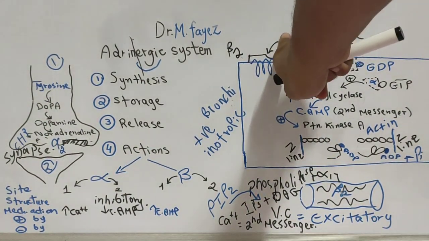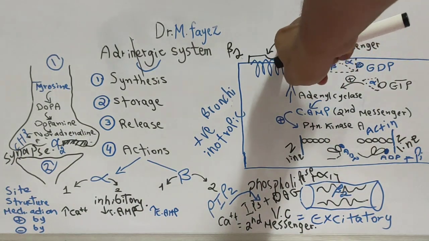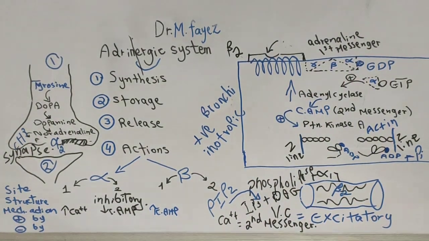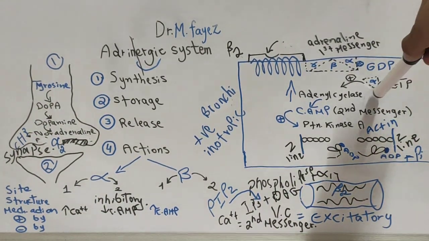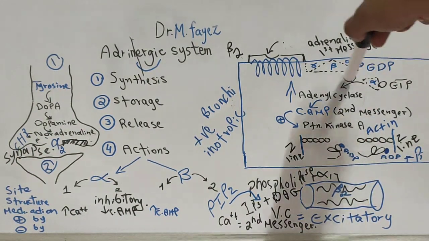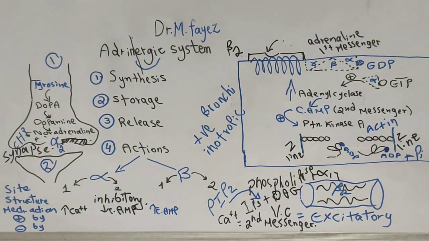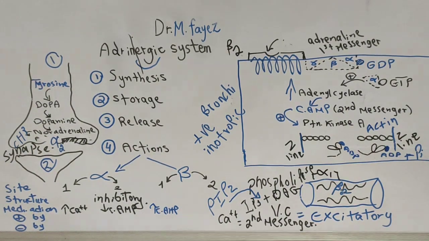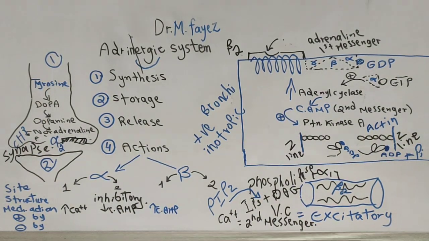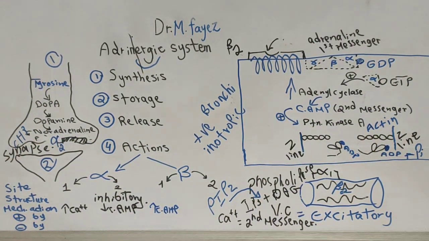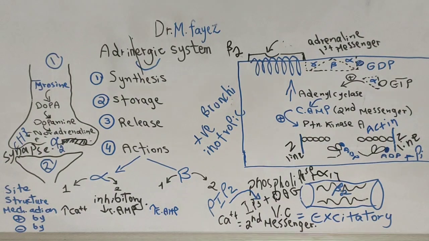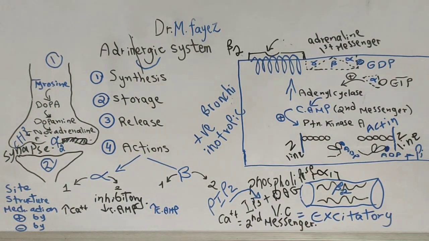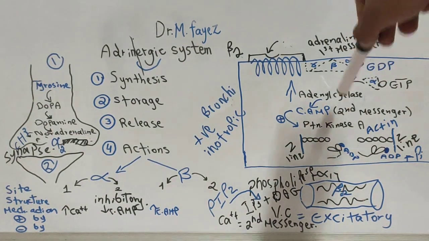Noradrenaline, or here it will be adrenaline, and you will know why later on. Today, adrenaline binds to beta 2 receptor on the bronchi. GTP will dissociate the alpha part inside and activate adenyl cyclase. So doctor, smooth muscles also have the abundance of adenyl cyclase like the heart. So where is the difference? It will form cyclic adenosine monophosphate as a second messenger and activate protein kinase A.